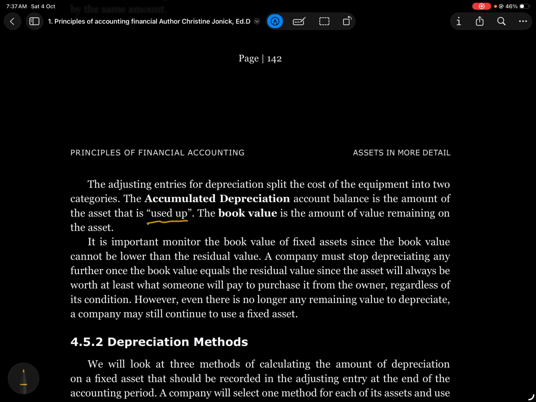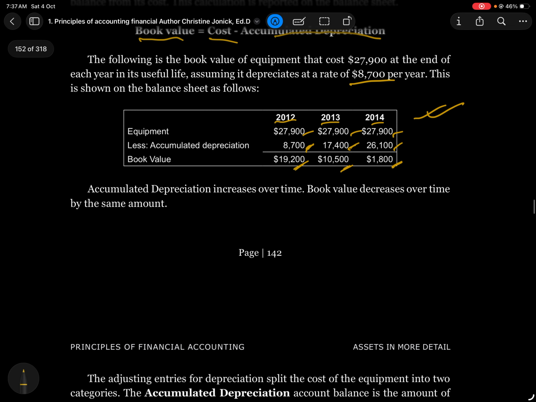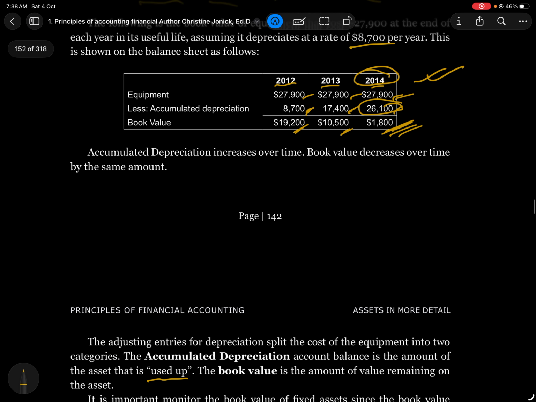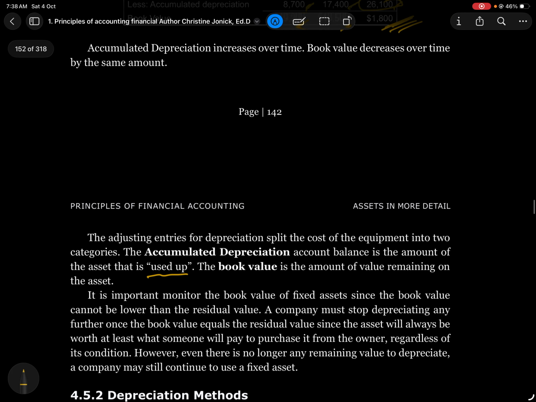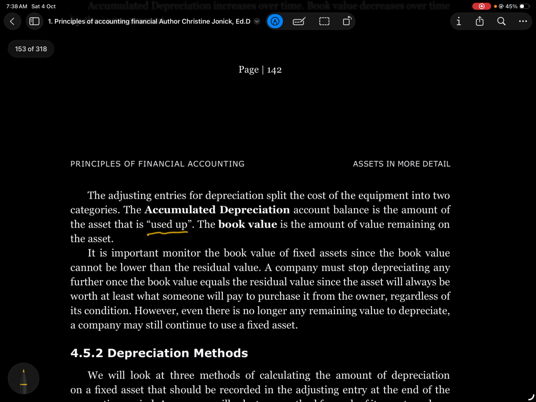So accumulated depreciation is the value that has already been used up. Looking at the balance sheet of 2014, we see equipment of 27,900. So 26,700 means 26,100 is already used up. Now only 1,800 of the total value is remaining, right? So it's closer to becoming scrapped, basically. Or it just suggests that they will need to buy another fixed asset soon, or PPE soon, right?